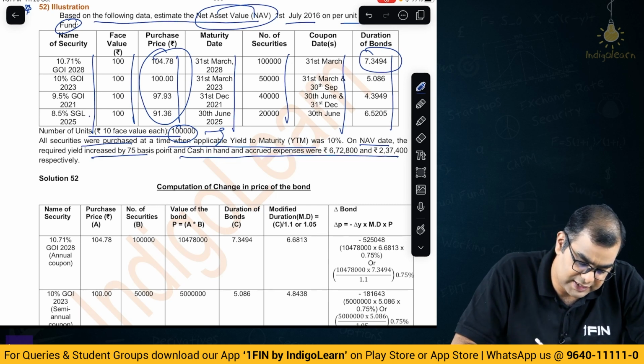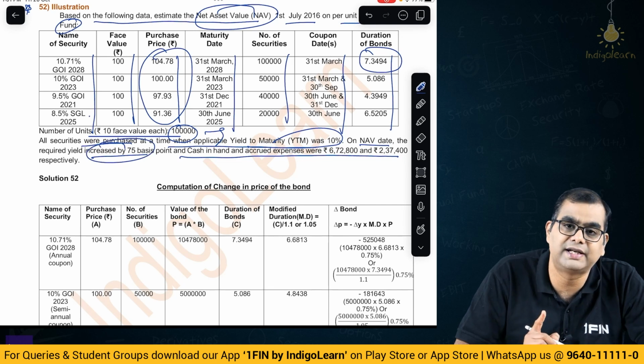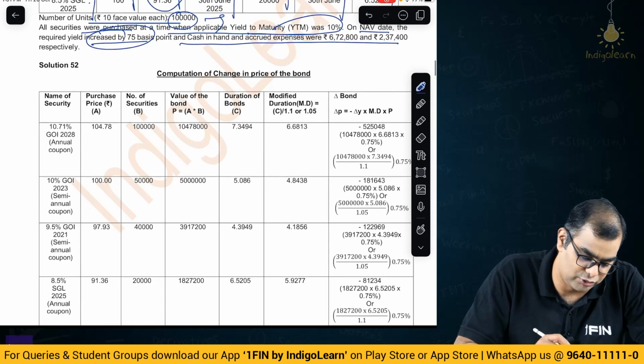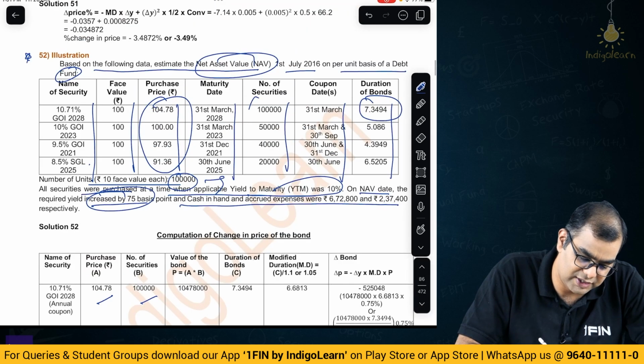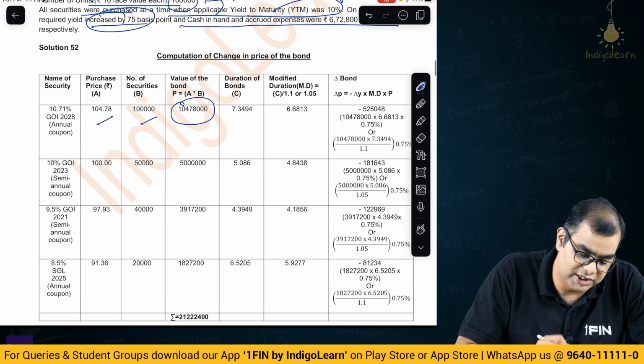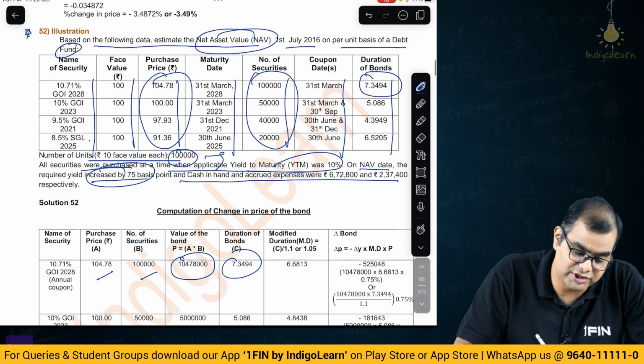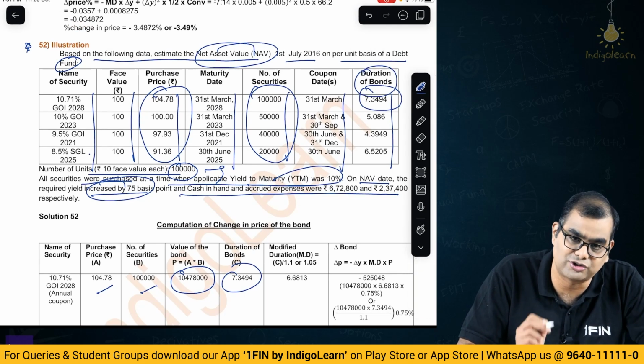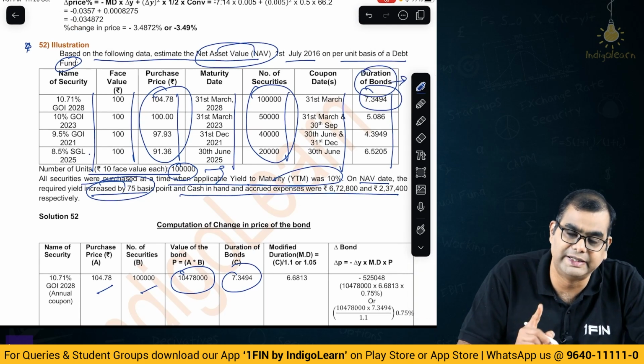They were all purchased when YTM was 10%. Now, the increase in rate is 75 basis points. So, what you do is, you have this purchase price and the number of securities. For each bond they have given the number of securities, so you know the total value. For each bond, you know the duration. And what is modified duration? The duration they have given is Macaulay duration.